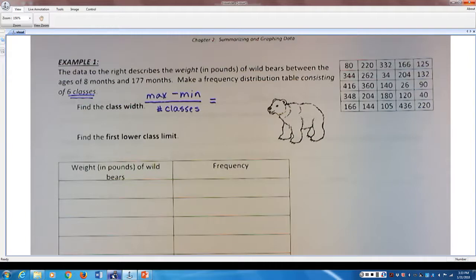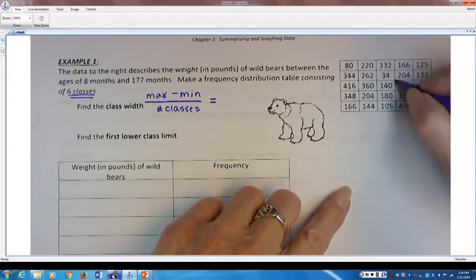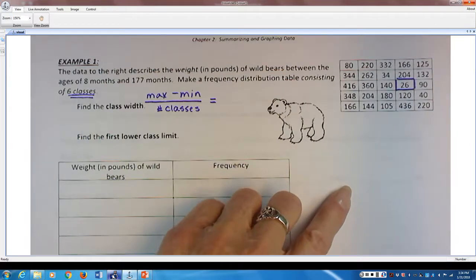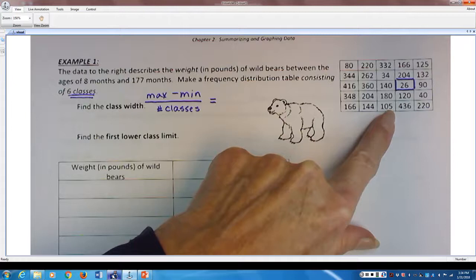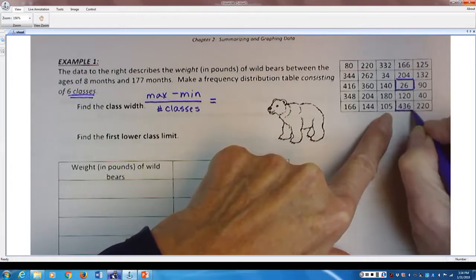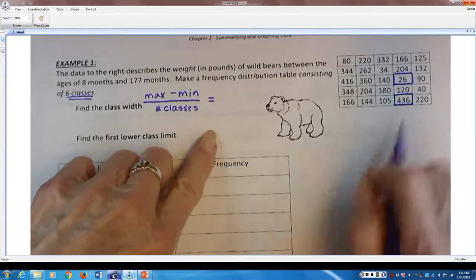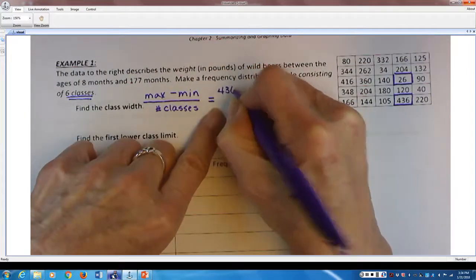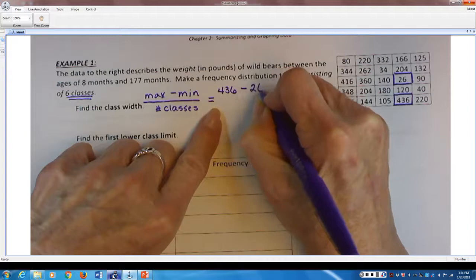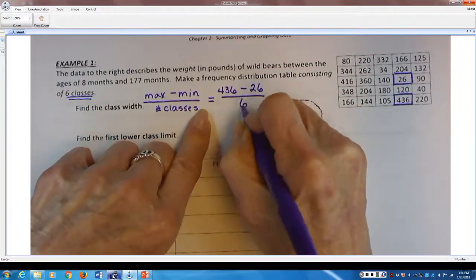Now, you can look through the table and find those values easily because that's not a really big set of numbers. So I can look and I can tell that the smallest number in this table is 26. And I can look a little harder and see that the largest value is 436. So that's not really terribly hard to figure out. You just have to look at all the numbers and figure out the biggest and the smallest. So my largest one is 436. My smallest one is 26. And my number of classes is 6.